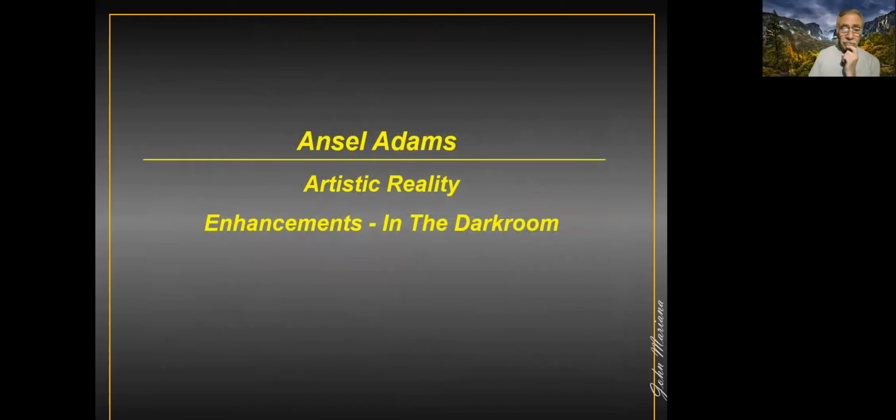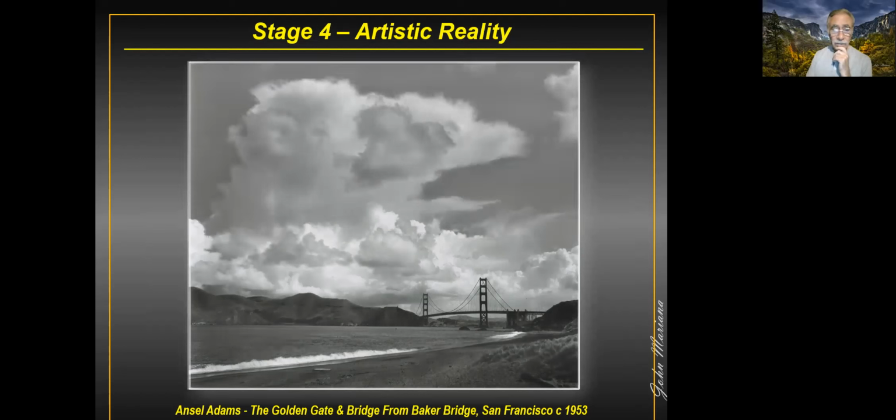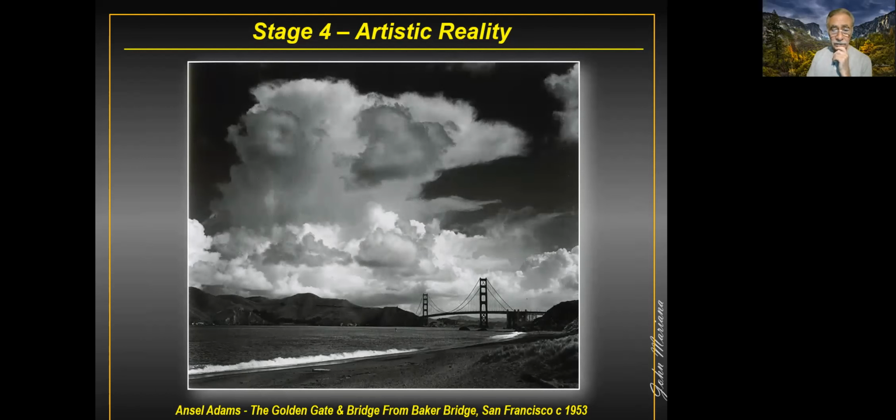Ansel Adams, did he do artistic reality? Absolutely. He did major enhancements in the darkroom. Here's one of his famous ones from 1953, the Golden Gate Bridge. And this is what would be considered a straight print of the negative. He was shooting 8x10 negatives. And so here's his final presentation. Well, that's artistic reality. That's changing things. That's dodging, burning, changing the look of everything and doing it as a black and white. So Ansel was doing that.